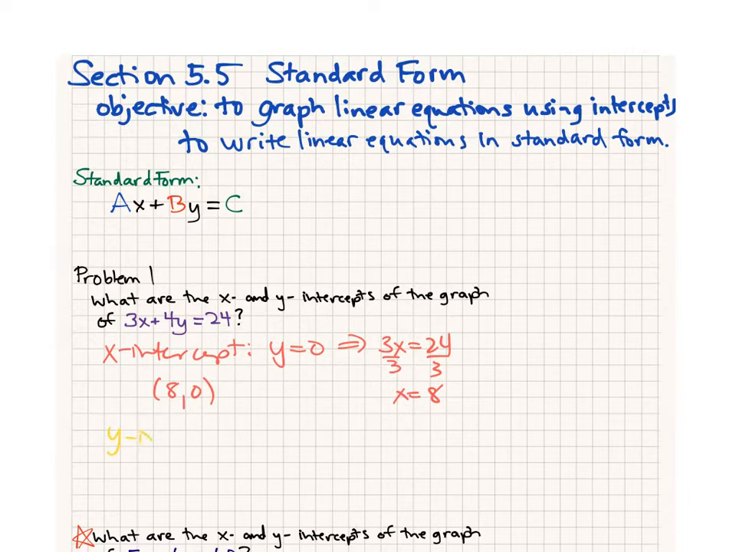And then the y-intercept is going to be when x equals 0. So we do the same thing, plug 0 in here. 0 times 3 is 0, so that just goes to 0. So we just have to solve 4y equals 24. Divide 4 on both sides, so y equals 6. So the y-intercept is 0, 6. So that is how you find the x and y-intercepts, and it's easily done in standard form.